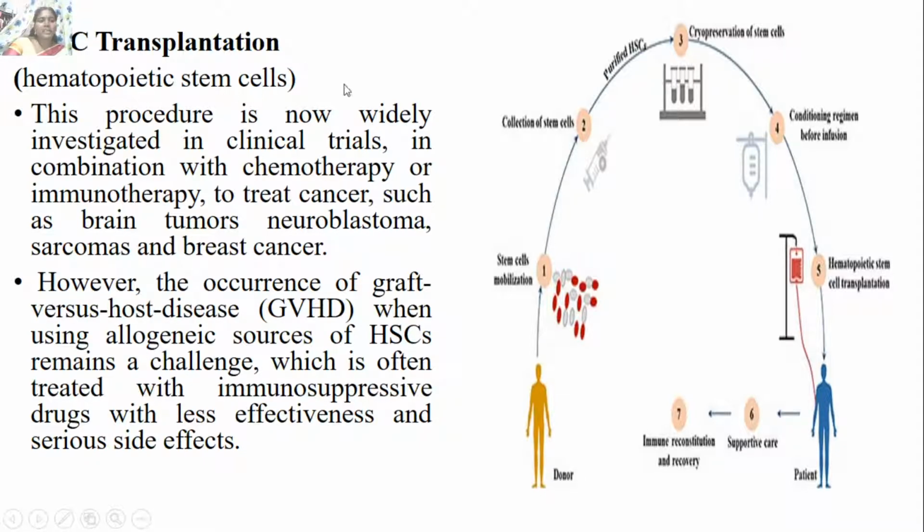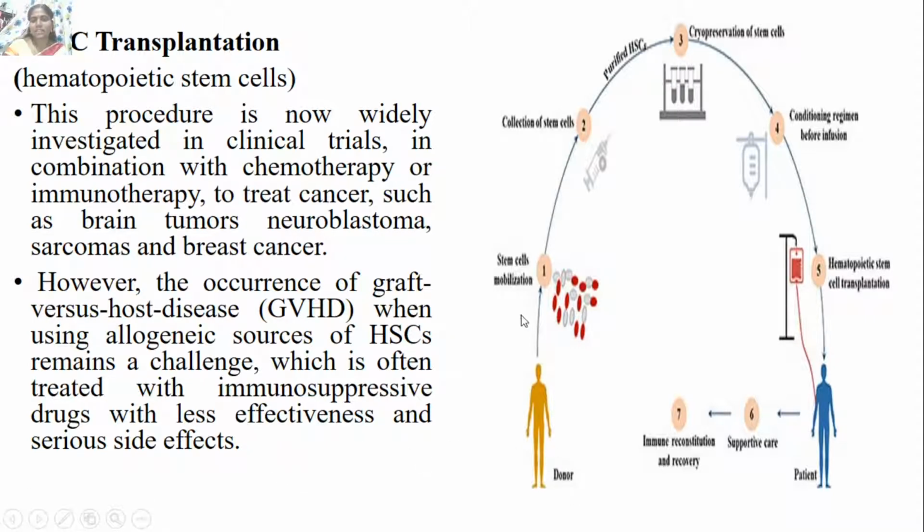Hemopoietic stem cell transplantation is a procedure widely investigated in clinical trials in combination with chemotherapy and immunotherapy to treat cancers such as brain tumors, neuroblastoma, sarcoma, and breast cancer. The occurrence of graft versus host disease when using this allogenic source of hemopoietic stem cells remains a challenge, which is often treated with immunosuppressive drugs with less effectiveness and serious side effects.